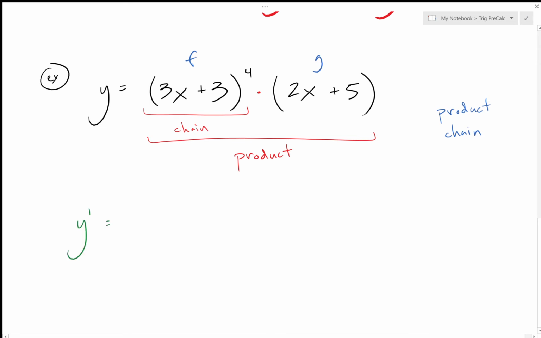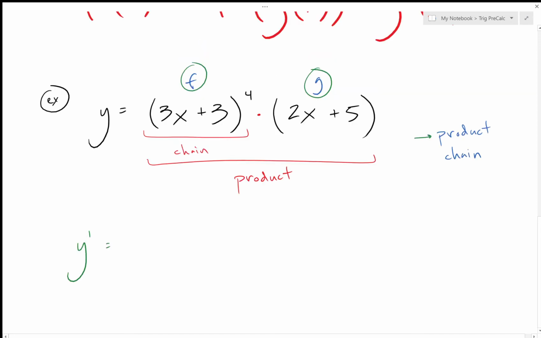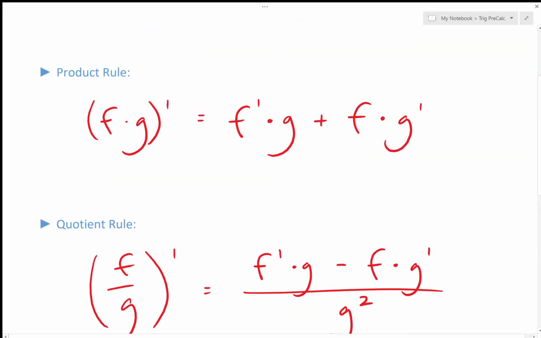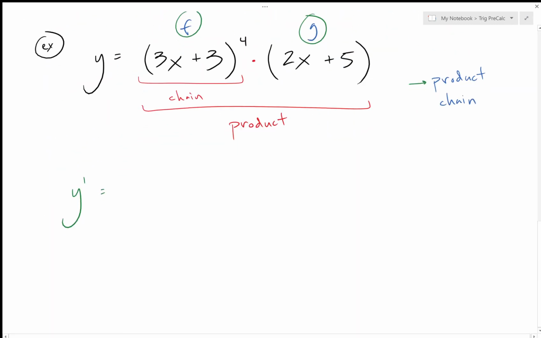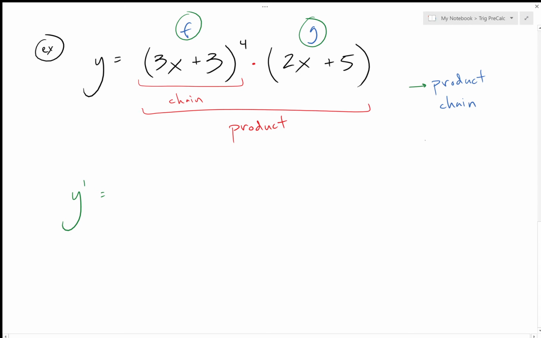So the derivative. So product rule here. We've got f, we've got g. So let's look up at product rule. Alright, so derivative of the first times the second plus the first times the derivative of the second. So I'll write that down. My product is f prime g plus f g prime. Alright, so let's go piece by piece. Let's take the derivative of f. So derivative of f is this whole thing here.